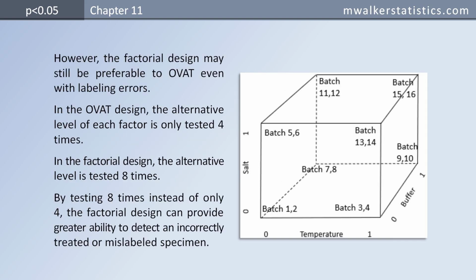However, the factorial design may still be preferable to OVAT even with labeling errors. In the OVAT design, the alternative level of each factor is only tested 4 times. In the factorial design, the alternative level is tested 8 times. By testing 8 times instead of only 4, the factorial design can provide greater ability to detect an incorrectly treated or mislabeled specimen.